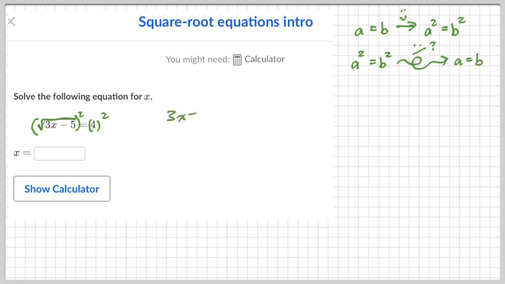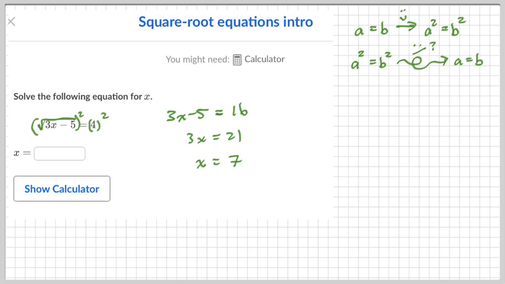We have 3x minus 5, and on the other side, we have 16. Now let's solve it. We would add 5 to both sides to get 21. And then you have 3x equals 21. And then you divide by 3, you get x equals 7. Now, does that work?